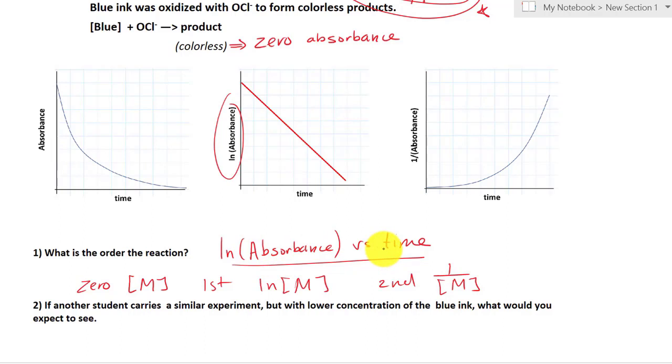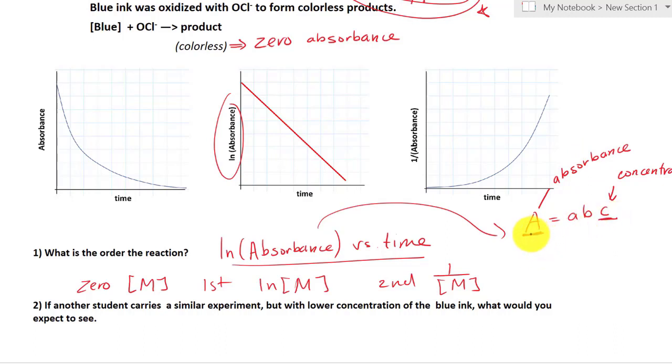Now, why are we able to look at absorbance instead of concentration? Well, look at this right here. Absorbance is equal to A = εbc. What is c? c is your concentration right there. And A is your absorbance. What do you notice? The absorbance and concentration are directly proportional. What does that mean? That means if one goes up, the other one will also go up as well. So that's why we can use absorbance as a direct representation of concentration.